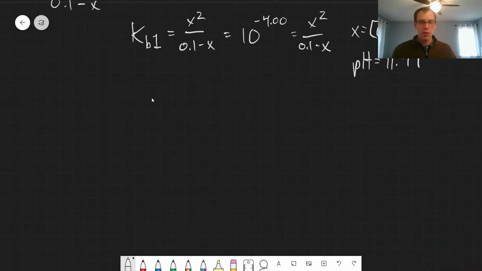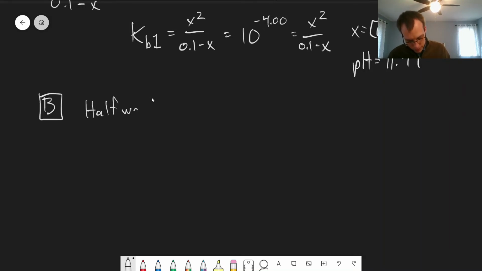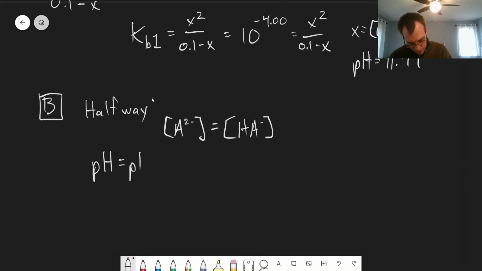All right, so next we'll have the buffer region. So this is point B on the chart. And specifically look at the halfway point to make the calculation easy. We know that at the halfway point, our concentration of A2 minus is equal to the concentration of HA minus, which means this is a case where we have pH is equal to pKa. Now the key here is to figure out which pKa it is equal to. So it's going to be whatever is our acid that goes into, so it'll be the pKa for HA minus, and this will be pKa2.